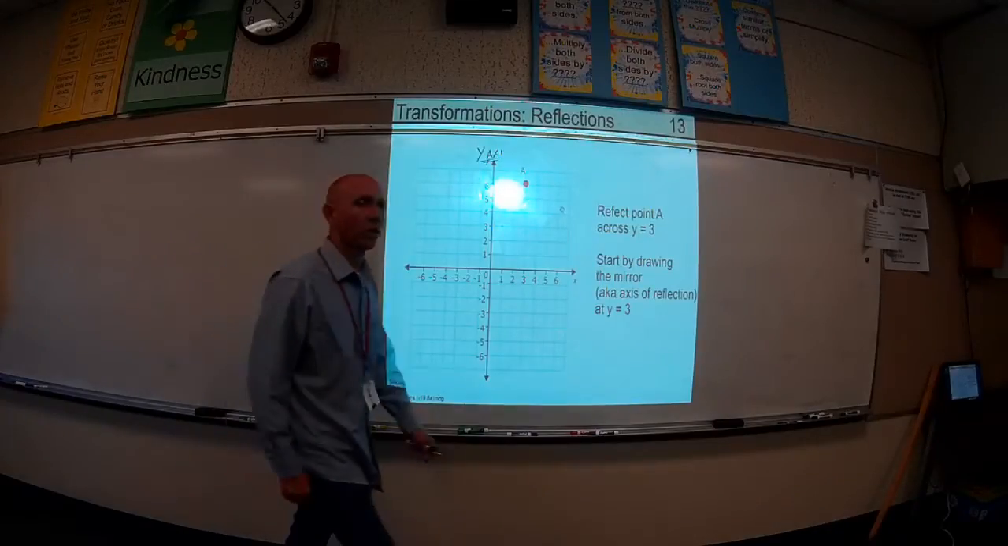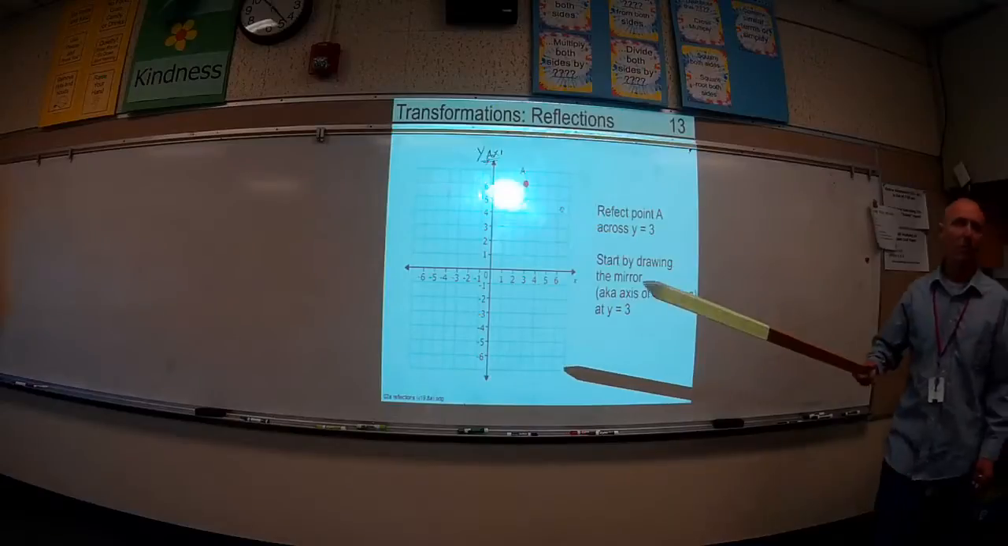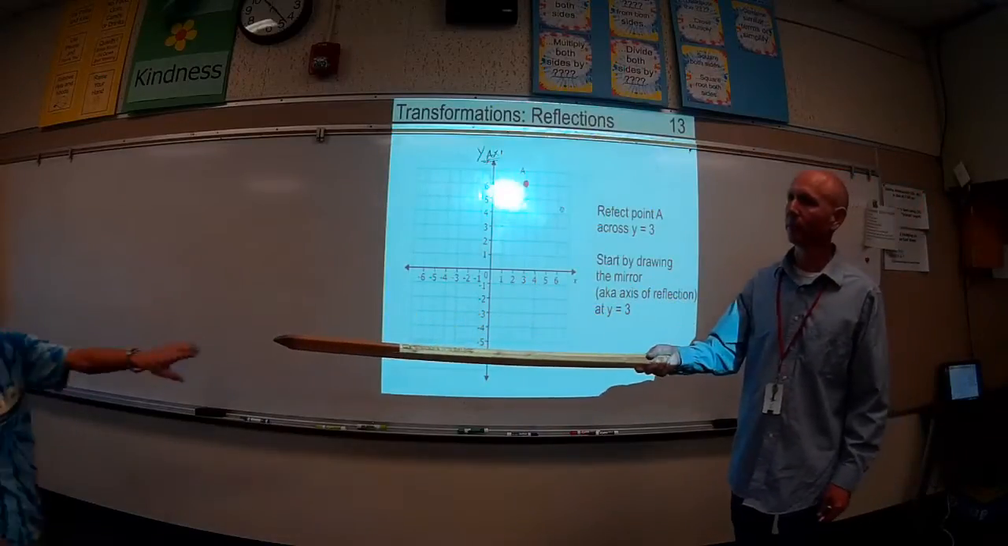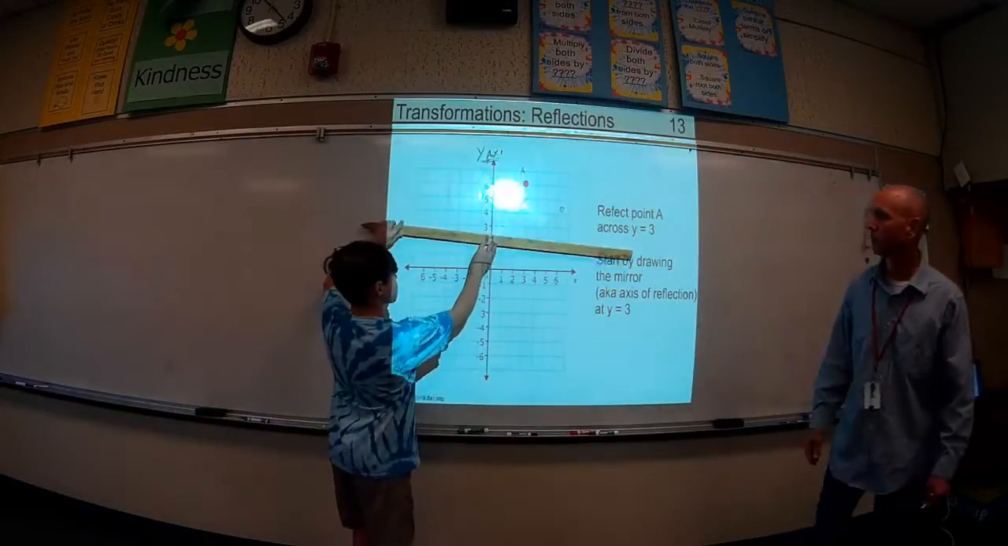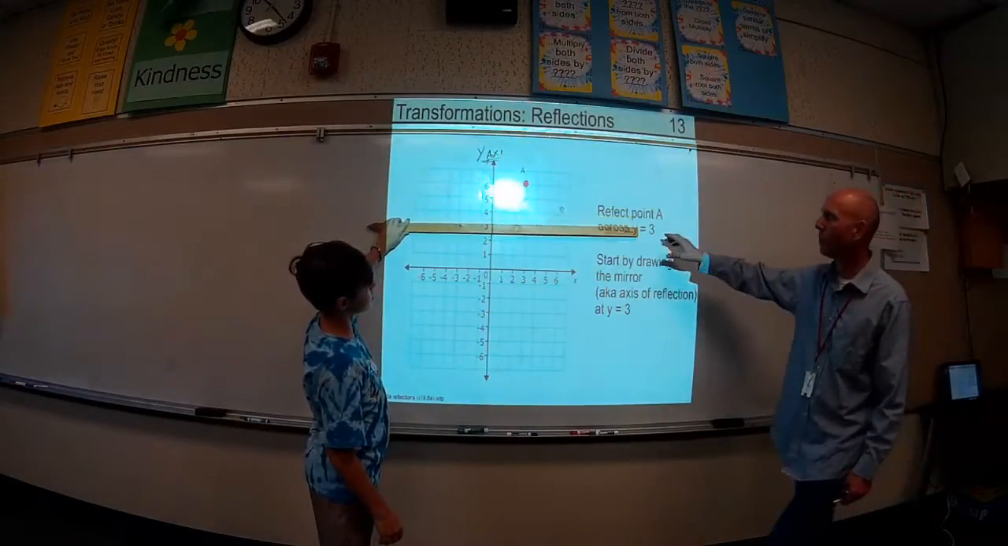Here, if this is our mirror, do you think you can show us where the mirror is at? Come on up. If this is the mirror, where's the mirror? Since it's y equals 3, it'd be right there. He's correct. That's the mirror. The mirror is at y equals 3.